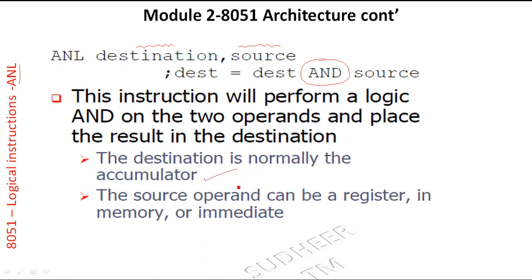The first point is that this register must be the accumulator. Most of the instructions support the accumulator as the destination, and the source can be a register, any of the registers from R0 to R7. In memory, you can give any memory location, or immediate data like #27H. So those are the sources. The source can be any of these, but the destination should be the accumulator. And remember, the operations will be bit by bit.